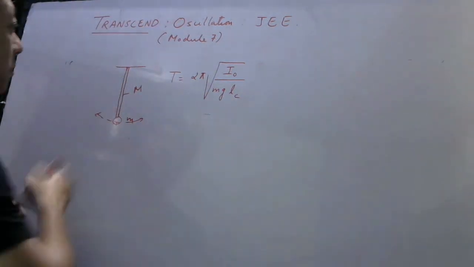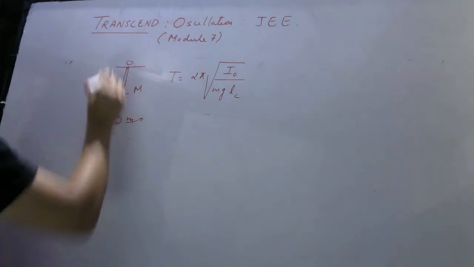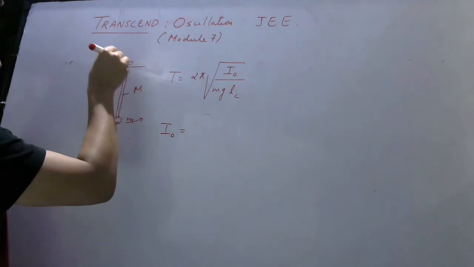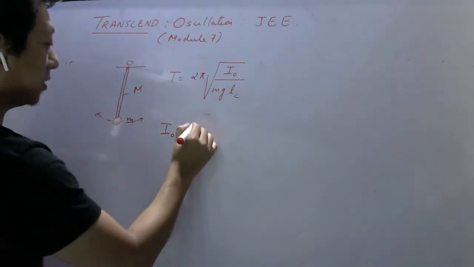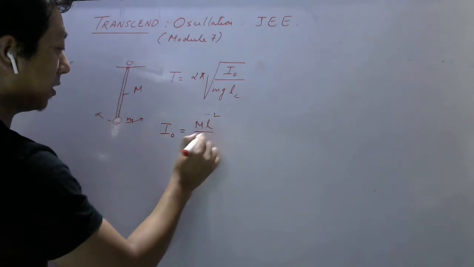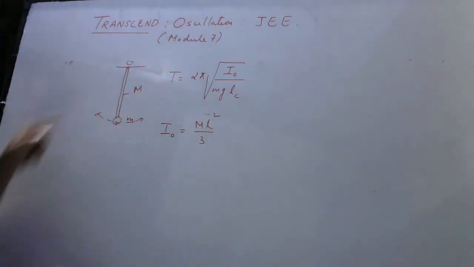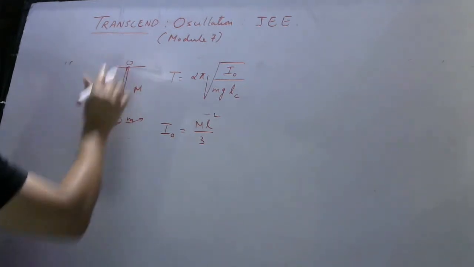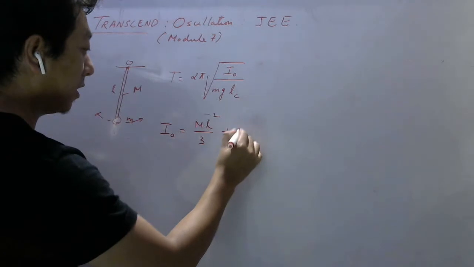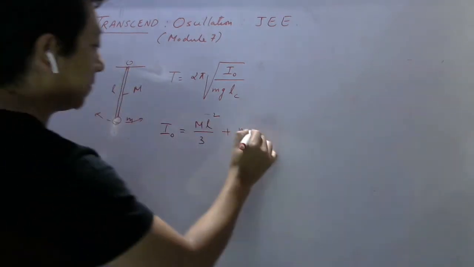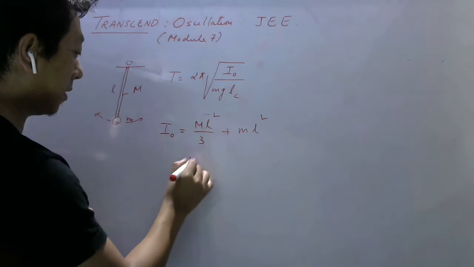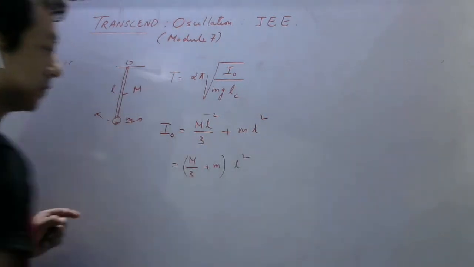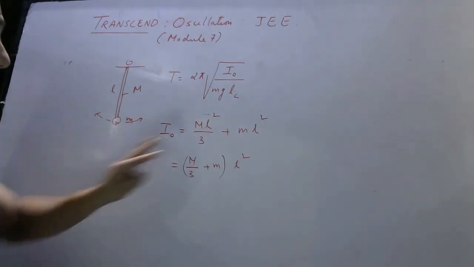So let us try to find the moment of inertia about this pivot. Here this is the pivot, so what will be the moment of inertia? For this rod, it is rotating around an axis passing through its end, right? So what is the moment of inertia for a thin rod? Ml squared by 3 when it rotates about an axis passing through its end. And for this mass, which is a point mass at a distance of L, the moment of inertia will be mr square, here that r is L. So this will be (M by 3 plus m) into L square. Right? So that is the moment of inertia. Make a note of this.